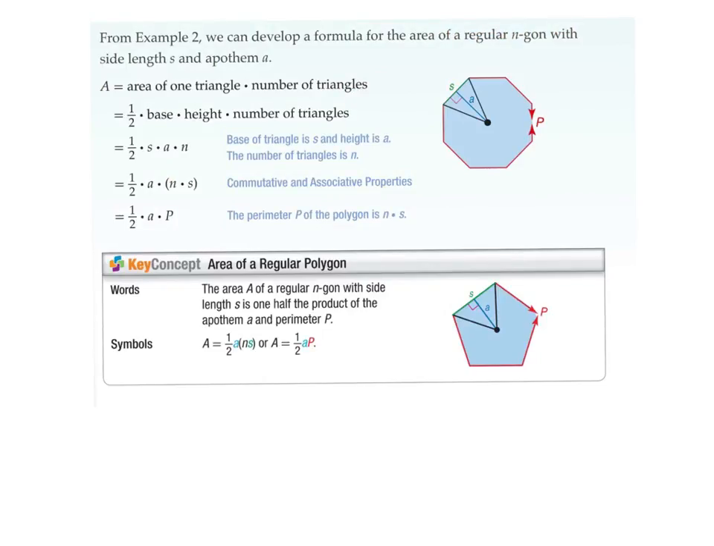Okay, so here's from example 2, and then developing the formula. Don't forget your formula is a half base times height. Well, if you use the letters that they've given you, so S for side and A for the apothem and P for the perimeter, you'll see that you can eventually change your half base times height and it will go to a half AP, a half times the apothem times the perimeter. Okay, you can use either of these, but that's the one that's in most textbooks.